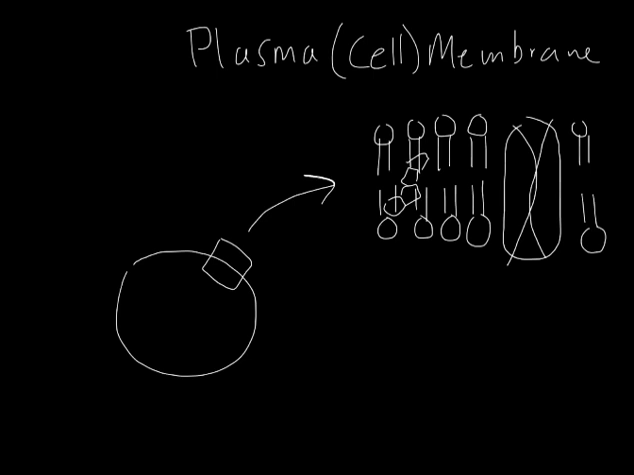The cell or plasma membrane covers the cell. It's composed of lipids, like phospholipids, steroids, like cholesterol, and proteins, like this channel protein, receptor proteins, or identifiers.